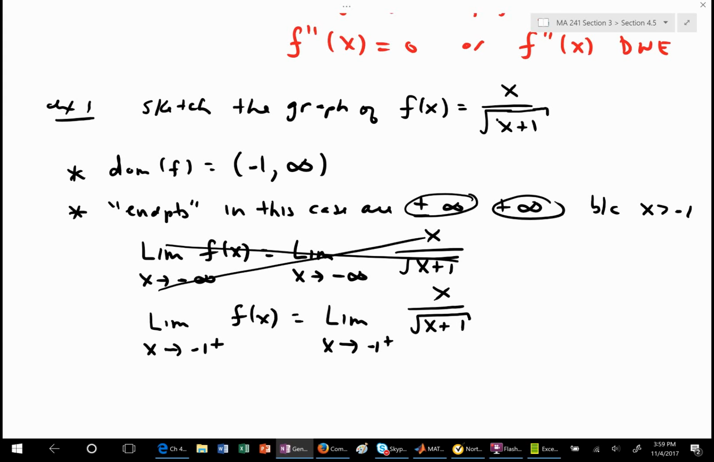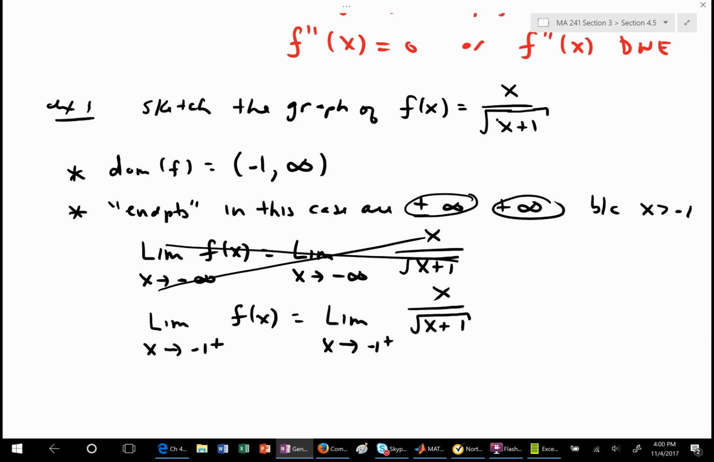So, with an infinite limit, what's happening? I know this thing is blowing up. How do I know that? Well, as I'm approaching negative 1, what is x plus 1 approaching? It's approaching 0 from above, right? And what's x approaching? Negative 1. So is this approaching positive infinity or negative infinity? We're approaching negative infinity, right?